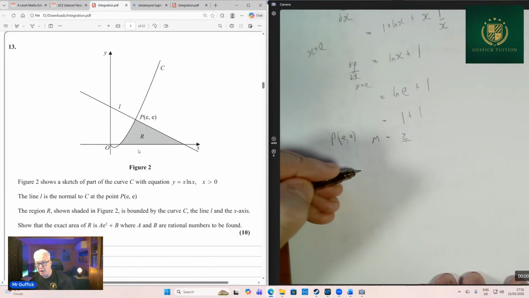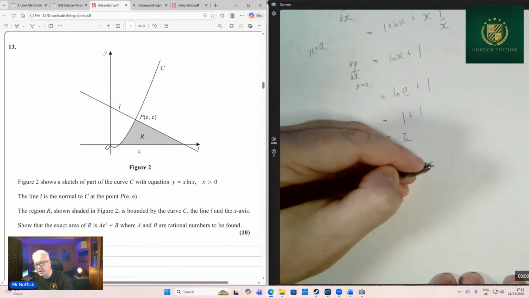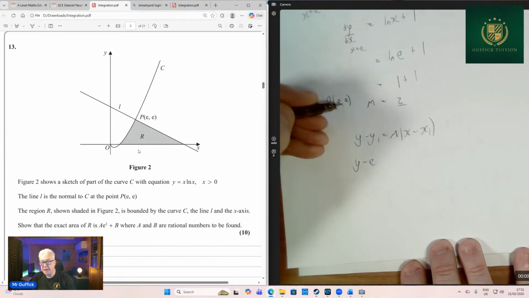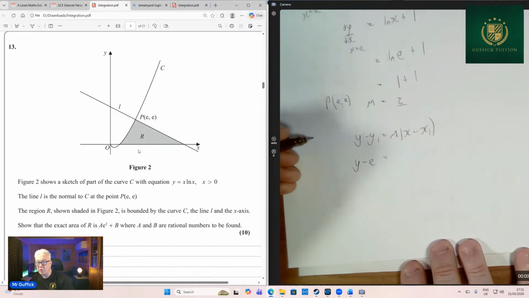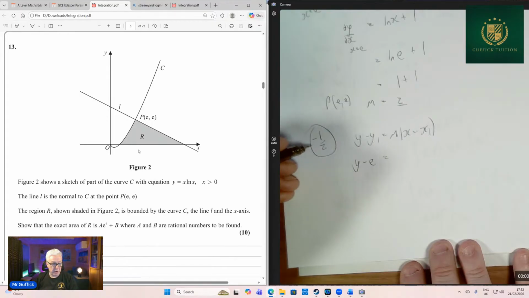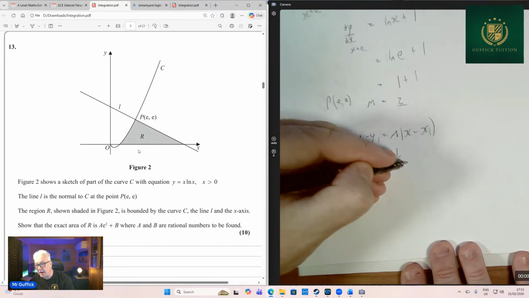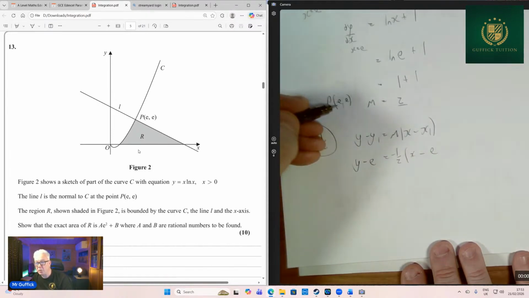So the equation of L is going to be given by y minus y1 is equal to m x minus x1. So y minus e, because that's our y, is equal to our gradient. Now I've got to be careful, because it's the gradient of the normal, and the gradient of the normal is going to be negative the reciprocal of the gradient of the tangent. So therefore our gradient of our normal is going to be minus a half. So that is going to be minus a half there, and we're going to have x minus x1, where the x coordinate is e.